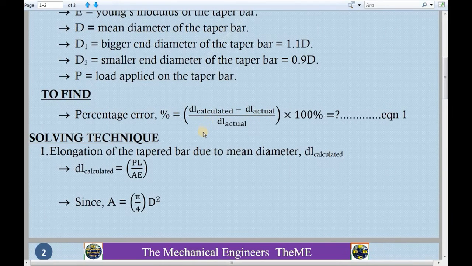Okay, now I will move to the solving technique. First, I will find the calculated elongation or deformation of the tapered bar, which is dl calculated. And the formula is dl calculated equals PL by AE, where P is the load applied on the tapered bar, L is the length of the tapered bar, A is the area of the tapered bar, and E is the Young's modulus of the tapered bar. Here, the deformation is calculated by using mean diameter. So the area of the tapered bar will be A equals pi by 4 into d square.